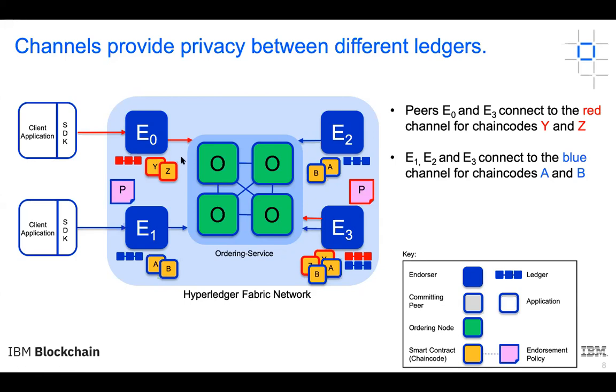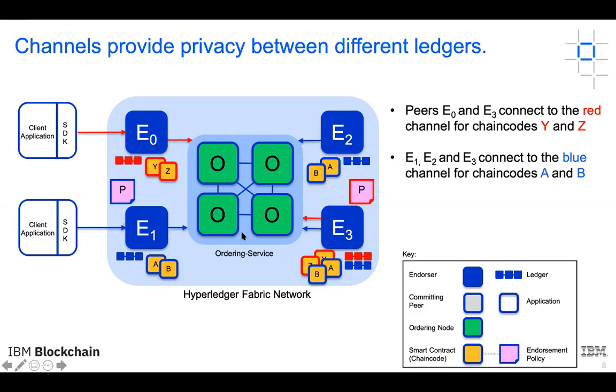And you can see that peer 0 and E0 and E3 are connected to the red channel, right? And they have specific chain codes deployed onto them, which is chain code Y and Z. What that means is that peers 1 and 2 that are also part of the same network do not have visibility onto what's happening on the red channel. So they are not part of the red channel. They don't see any of that.